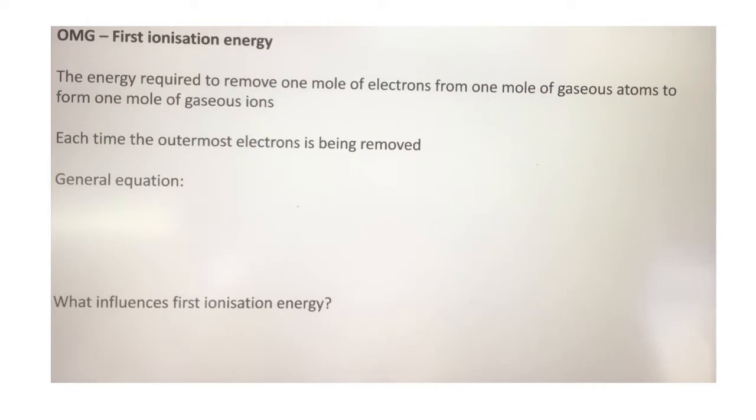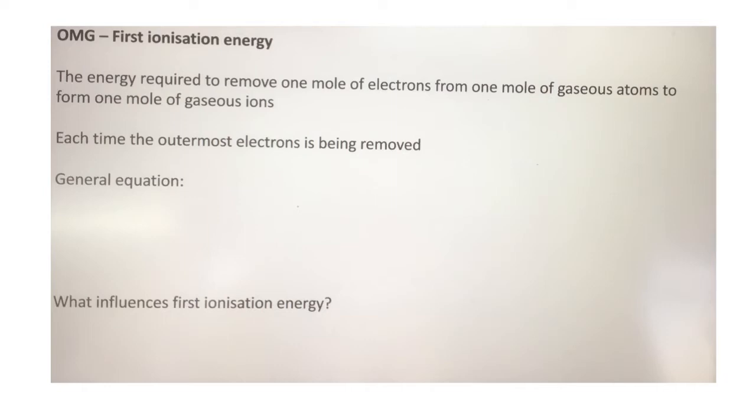Today we're going to be looking at first ionisation energy. Now our definition for first ionisation energy is the energy required to remove 1 mole of electrons from 1 mole of gaseous atoms to form 1 mole of gaseous ions. In this one, each time the outermost electron is being removed, okay? So we're not taking any close, we're going to take the one furthest away from that nucleus.